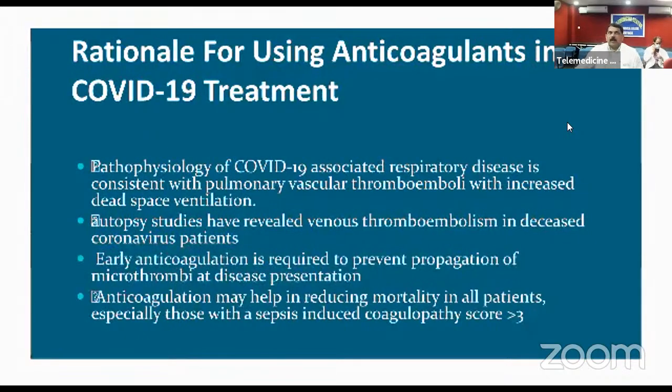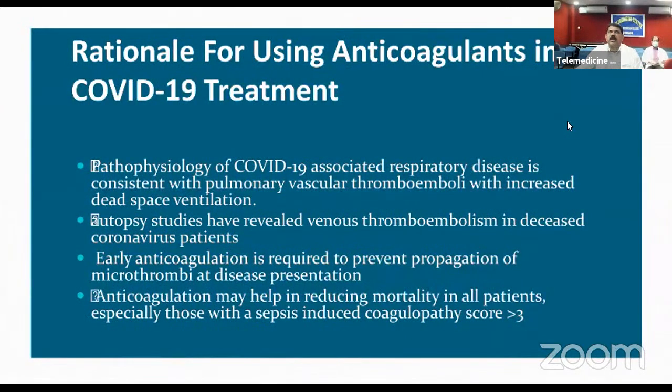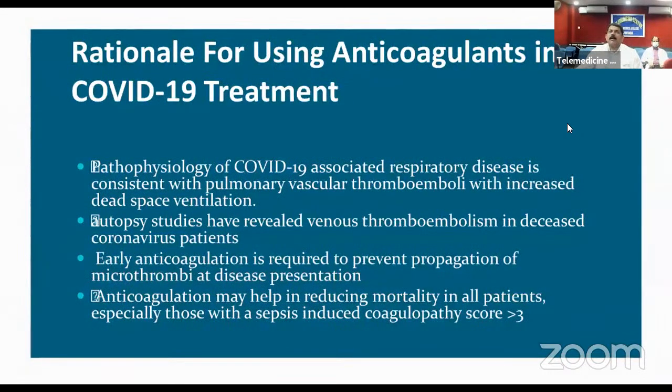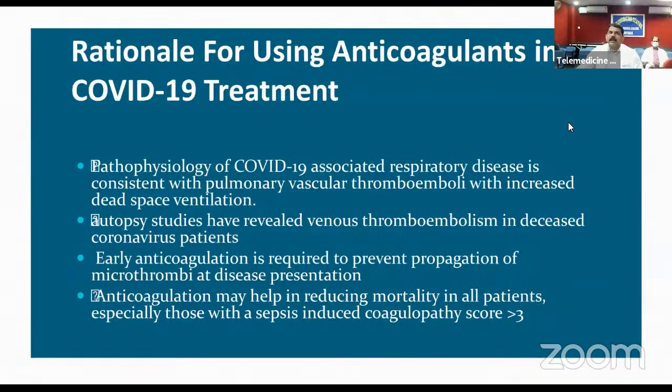So the pathophysiology of COVID-19 associated with respiratory disease is consistent with pulmonary vascular thromboemboli with increased dead space ventilation, because a lot of space is occupied because of the thromboembolic complication of COVID-19, the increased dead space ventilation takes place. And the autopsy studies have revealed venous thromboembolism in deceased coronavirus patients, that I have already talked about at the beginning.